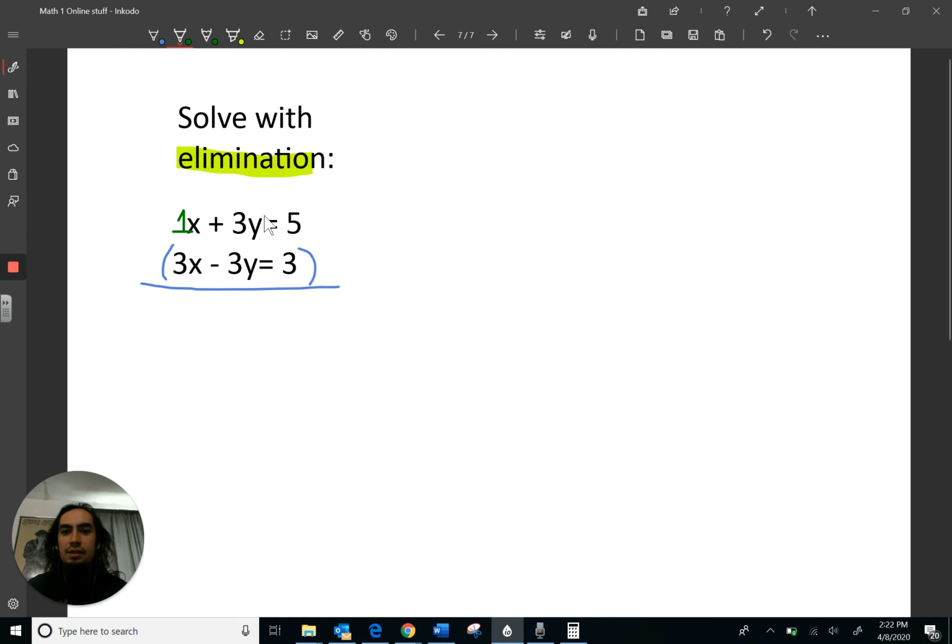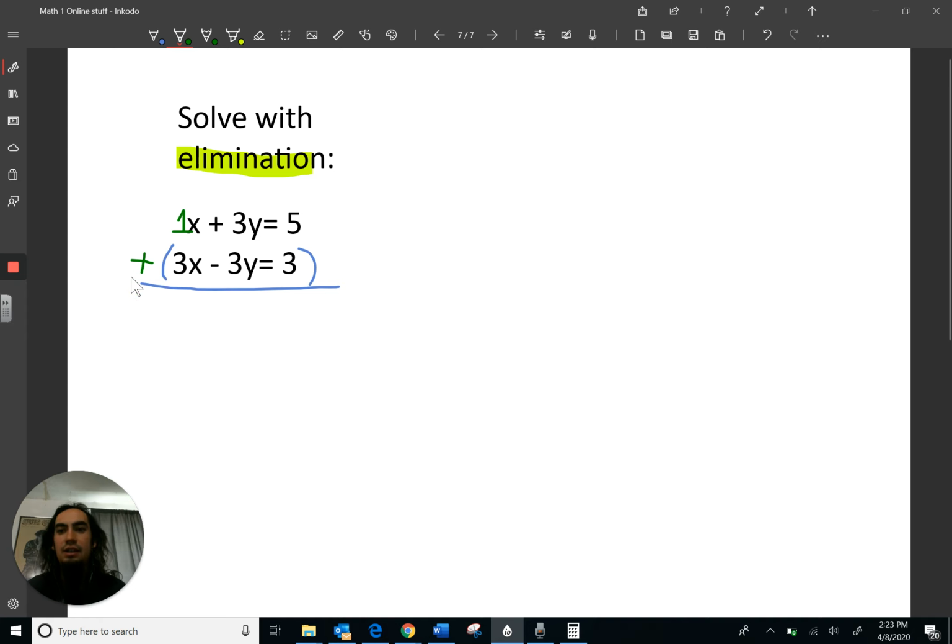Let's look at the y's. If I add 3 and negative 3, do they cancel? Yeah, they do. So adding is probably the good idea. But just to double check, what if we subtract? What if we do 3 minus negative 3? 3 minus negative 3 is 6. So that doesn't work.